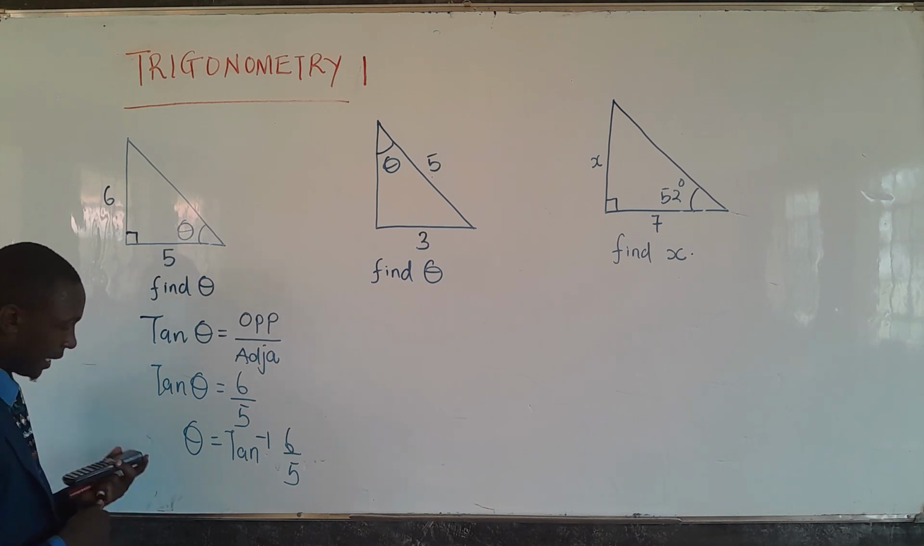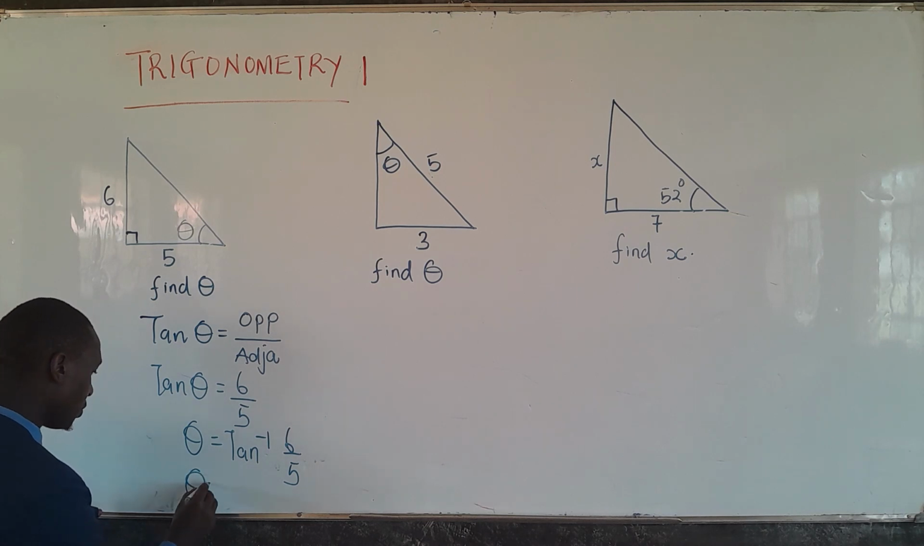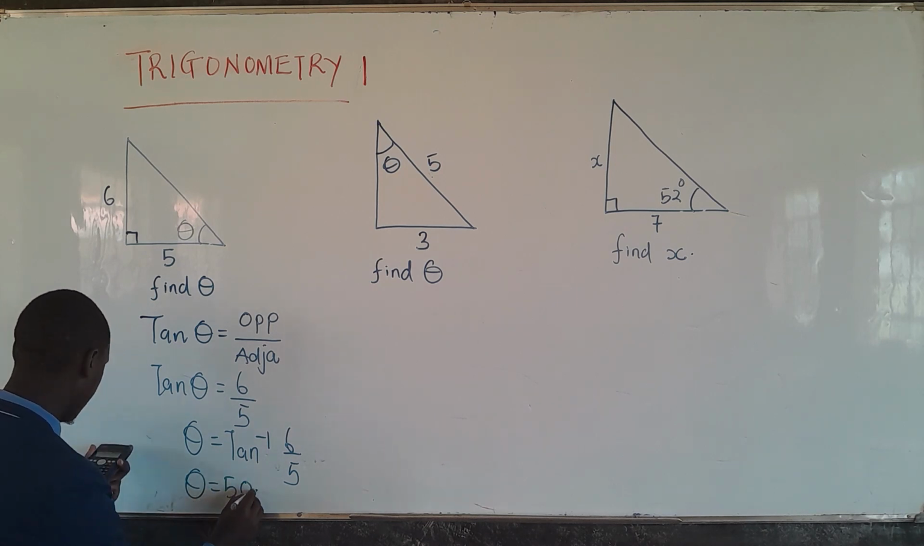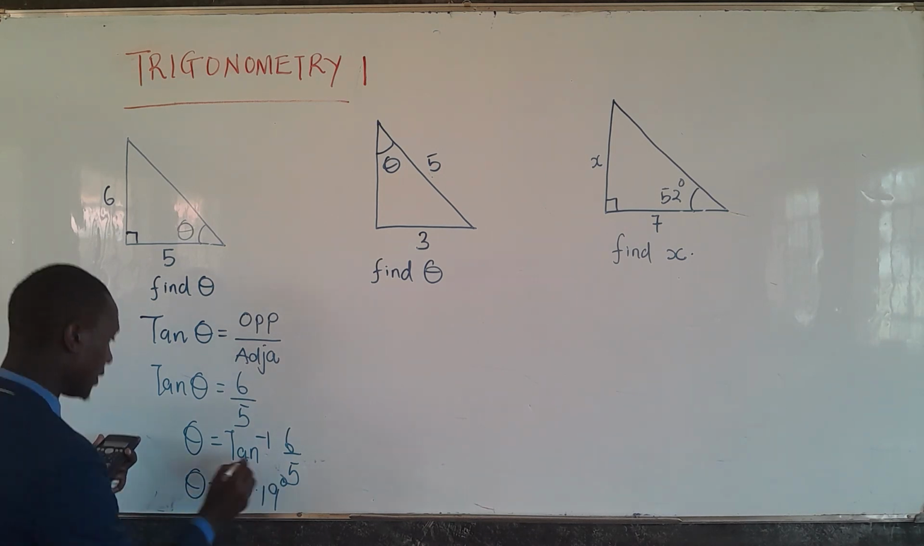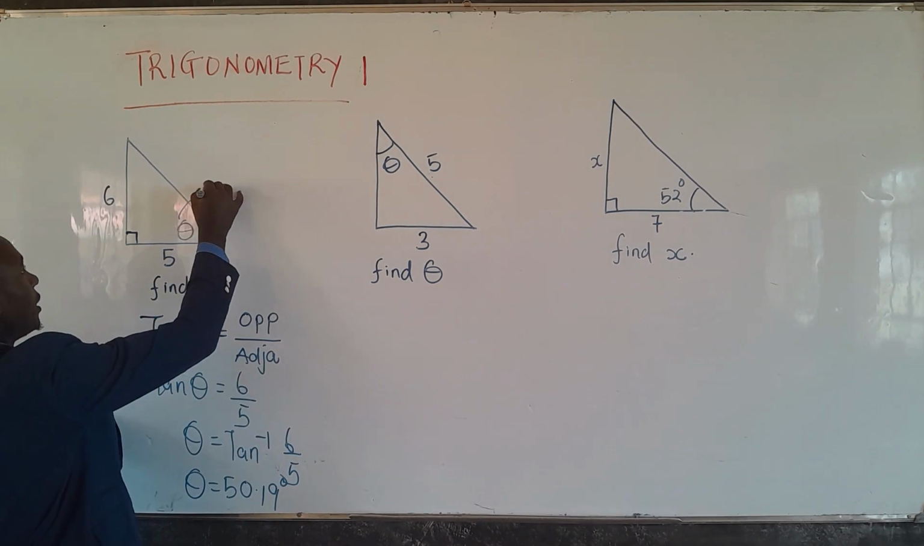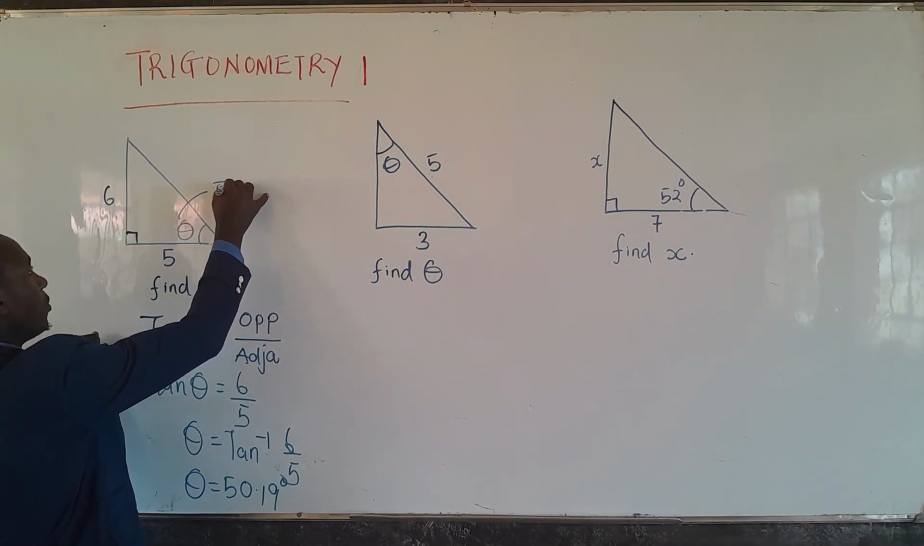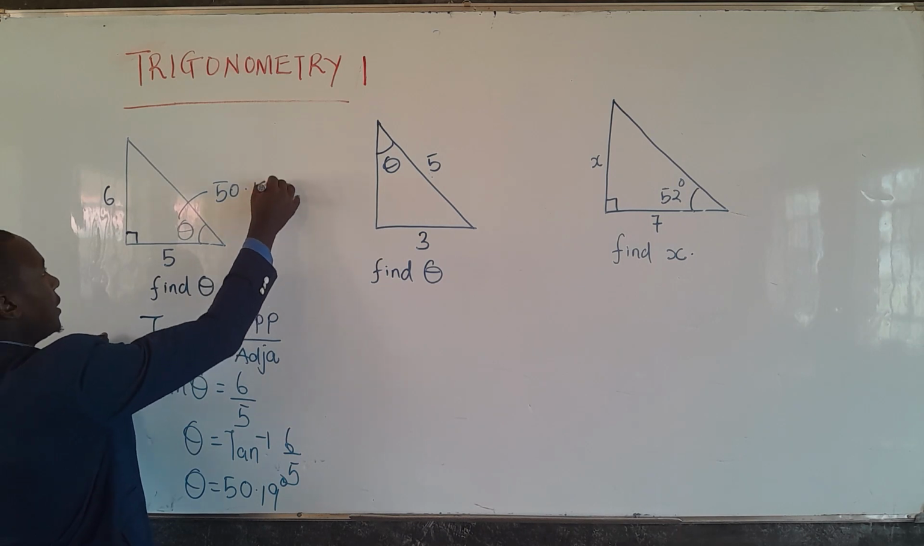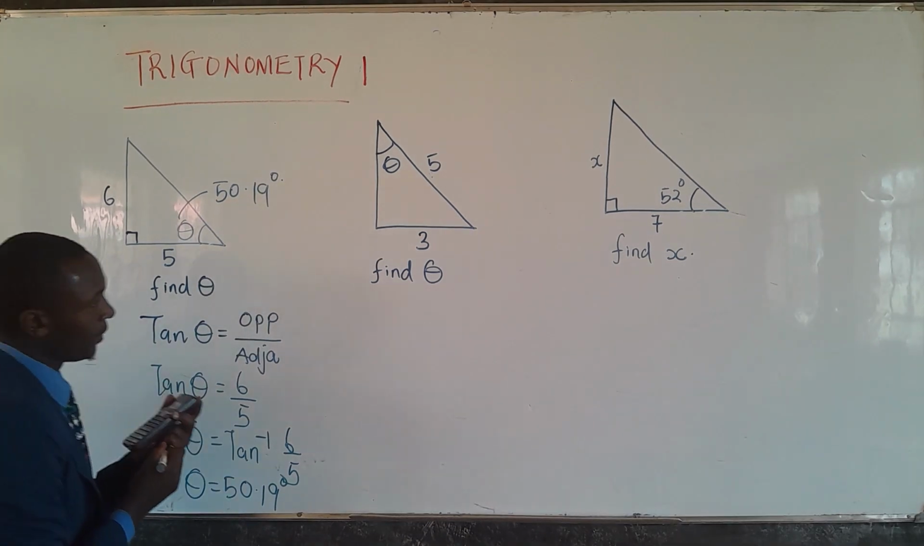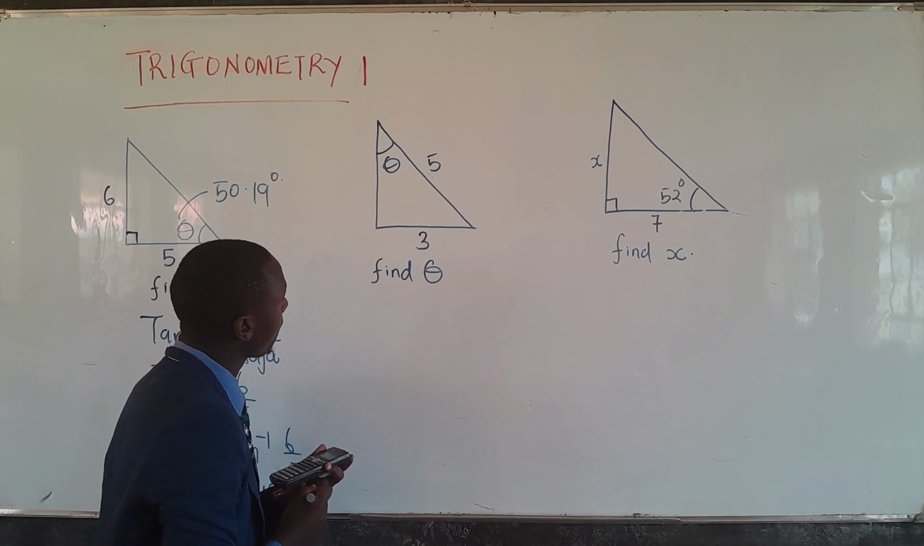Then you have theta is equal to 50.19 degrees. So this angle right here is 50.19 degrees. Well, on to the second example.